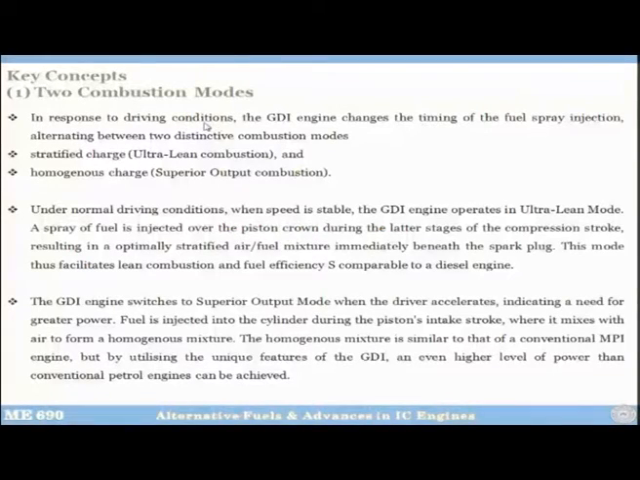Now, we will discuss the key concepts of the GDI engine. There are a few key concepts, and I will come back to some of these emission norms. First, let us discuss the two combustion modes. Now, what are these two combustion modes?